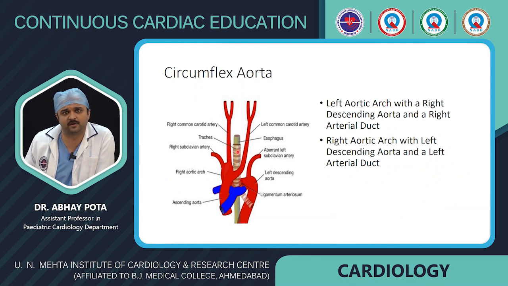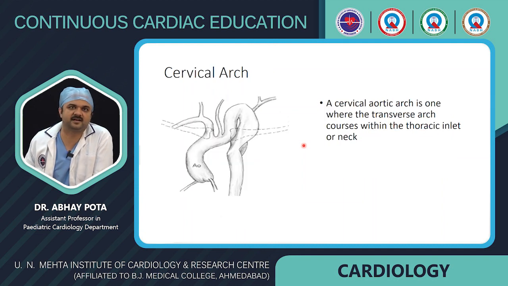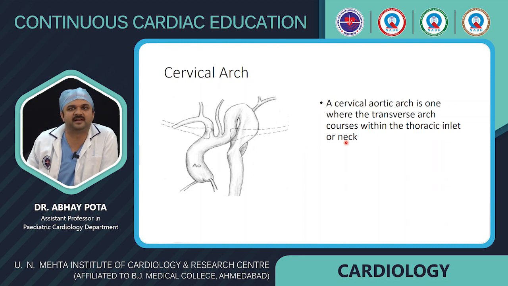What is circumflex aorta? Circumflex aorta is any aorta with, for example, right aortic arch with left descending aorta, or left aortic arch with right descending aorta, and respective PDA on the side of descending aorta. What is cervical arch? Cervical arch is one where the transverse arch courses within the thoracic inlet or neck, also called high aortic arch.